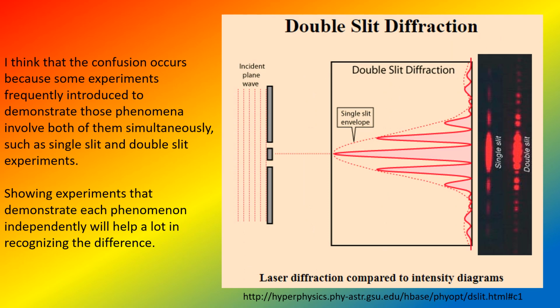I think that the confusion occurs because some experiments frequently introduced to demonstrate those phenomena involve both of them simultaneously, such as single-slit and double-slit experiments. Showing experiments that demonstrate each phenomenon independently will help a lot in recognizing the difference.